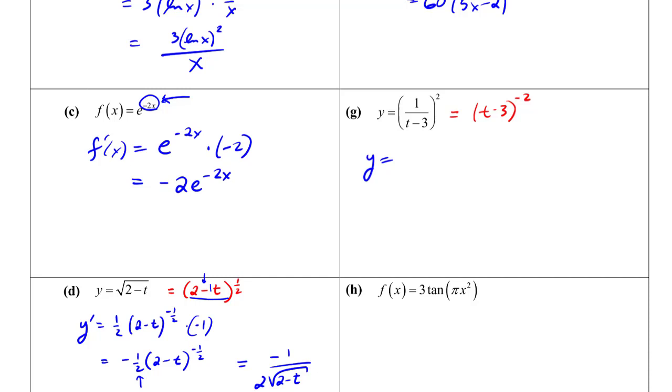All right, so y prime now is, so it's something to the minus 2. So minus 2 (t minus 3) to the minus 3, minus 2 minus 1, times the derivative of t minus 3, which is 1. So I would get minus 2 times (t minus 3) to the minus 3, or if you want to write that as minus 2 over (t minus 3) cubed.